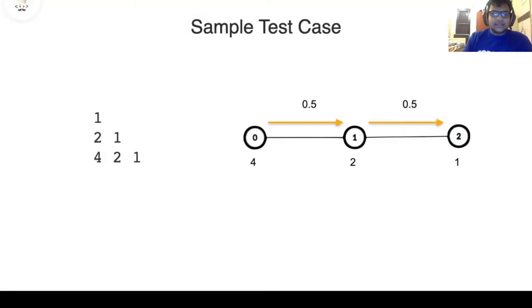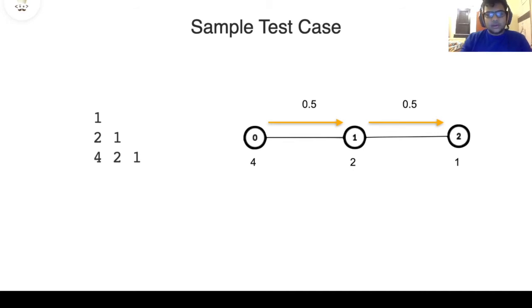There's a single test case with n equal to 2 and k equal to 1. And there are obviously three nodes, 0, 1, 2, and f of 0 is 4, f of 1 is 2, and f of 2 is 1. Now we can see that the orange arrows and the values above them represent the data transfer between the nodes, and the value above them represents the probability of success.